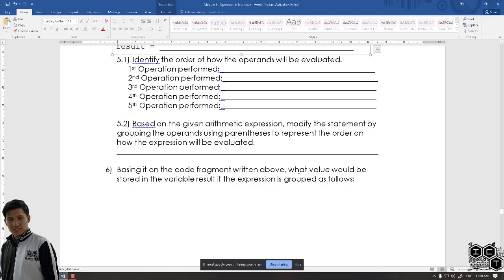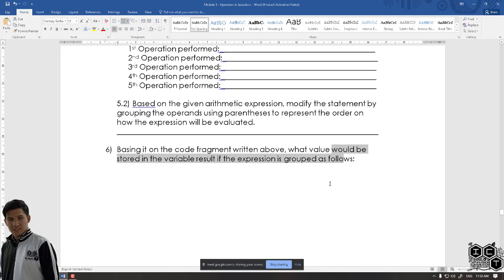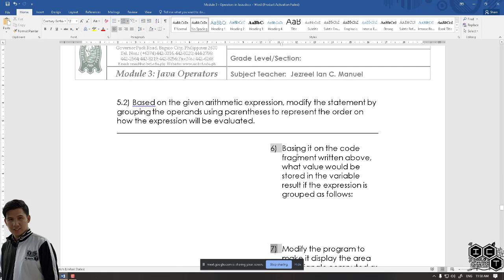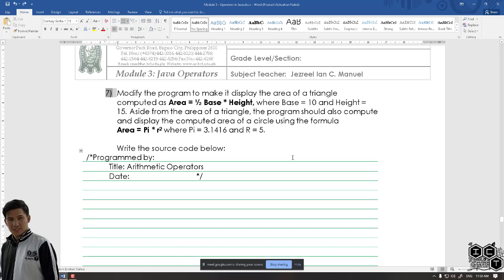Basing on the code fragment written above, what value would be stored in okay. Now, I want you guys to modify the program to make it display the area of a triangle. Ito, paano kaya to? I want you guys to understand na itong part lang na to is very easy for as long as you do not overthink. My tip here, do not overthink.